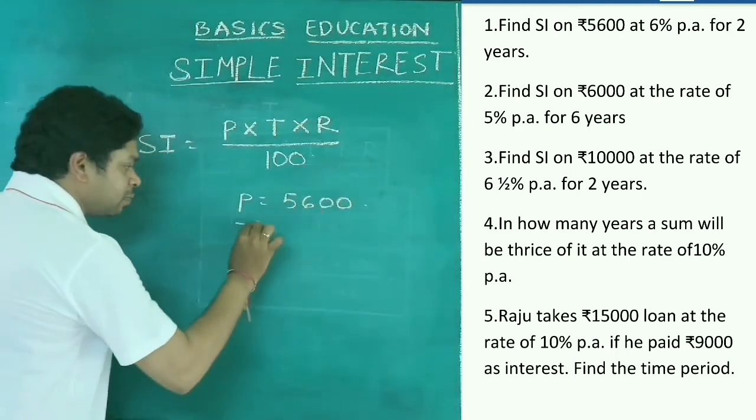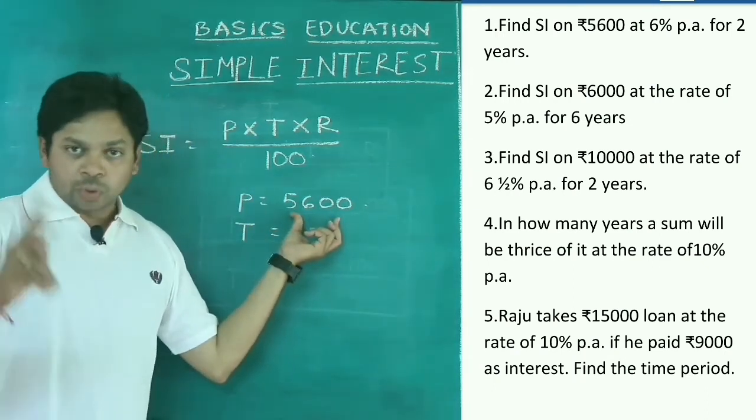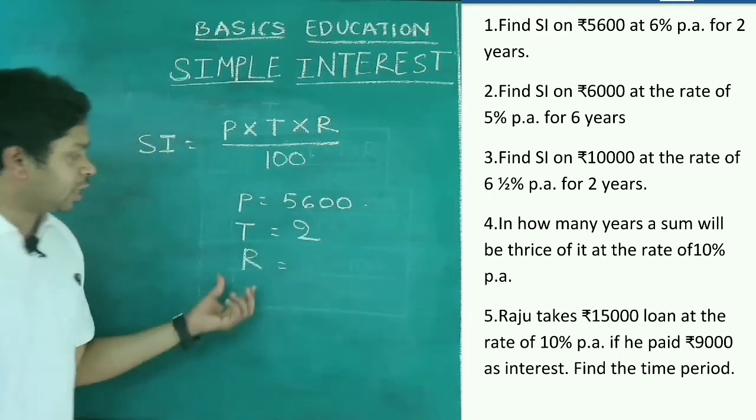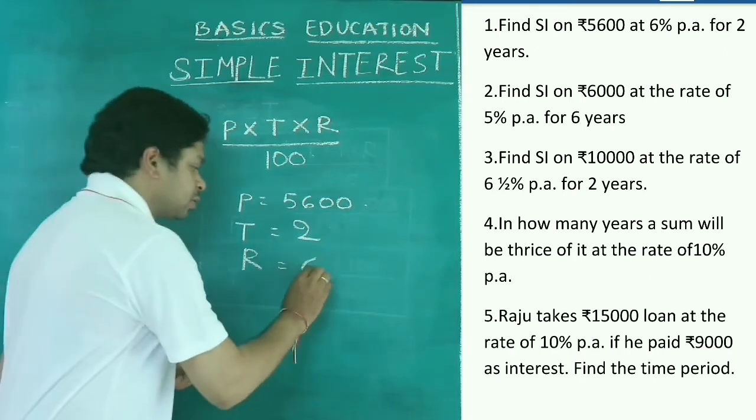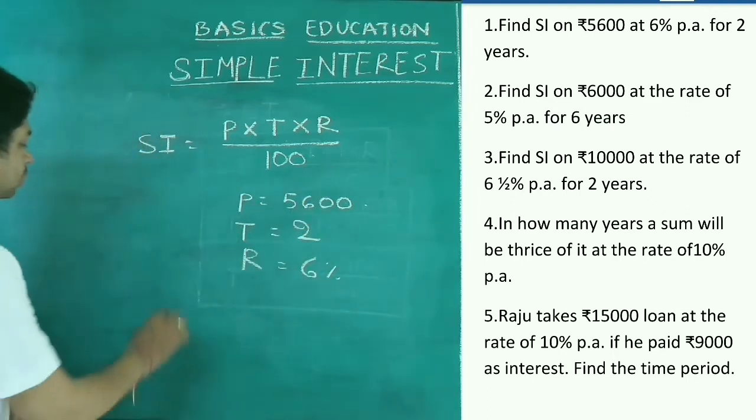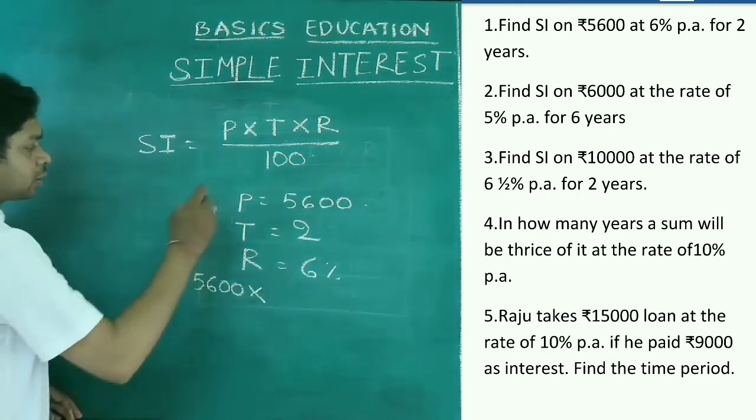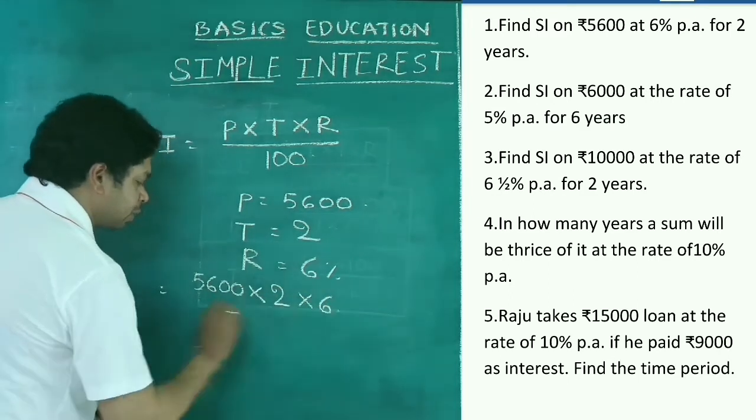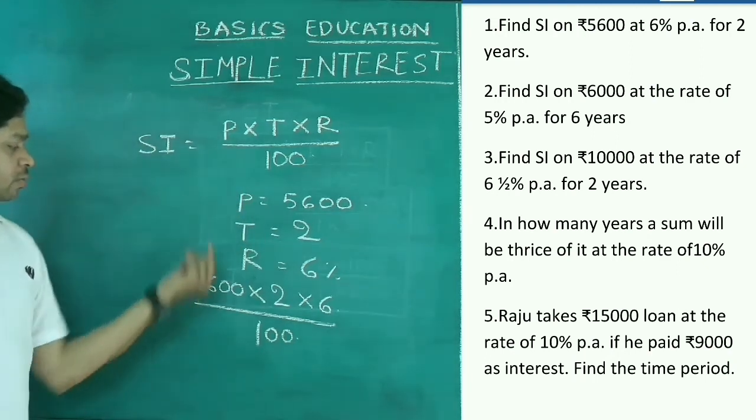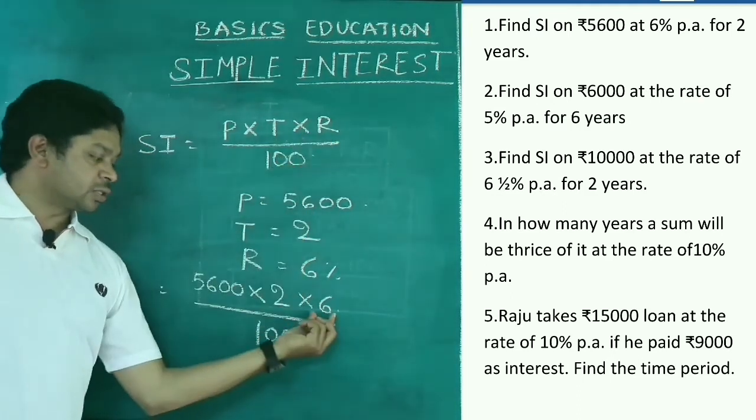And what is the time period he has given? He has taken 5,600 rupees for 2 years, so the time period is 2. And what is the rate he has given? The rate is 6%. So we have to calculate the simple interest by the given data. Simple interest equals principal 5,600 rupees into time 2 into rate 6 by 100.